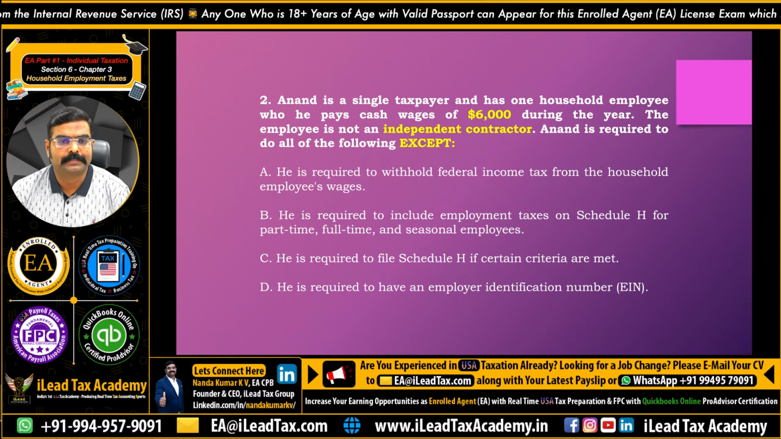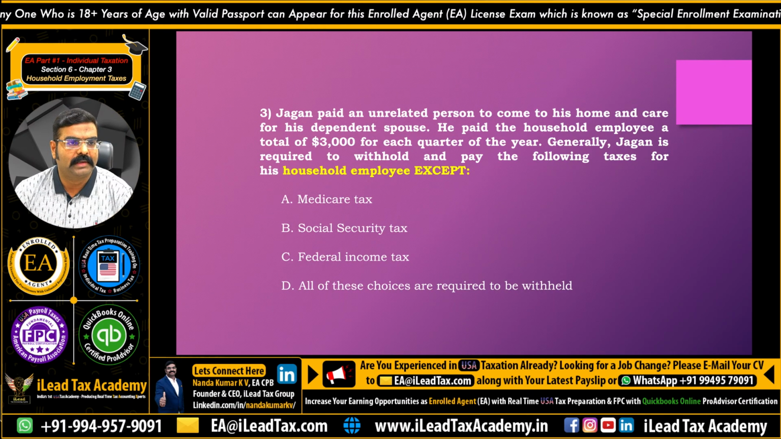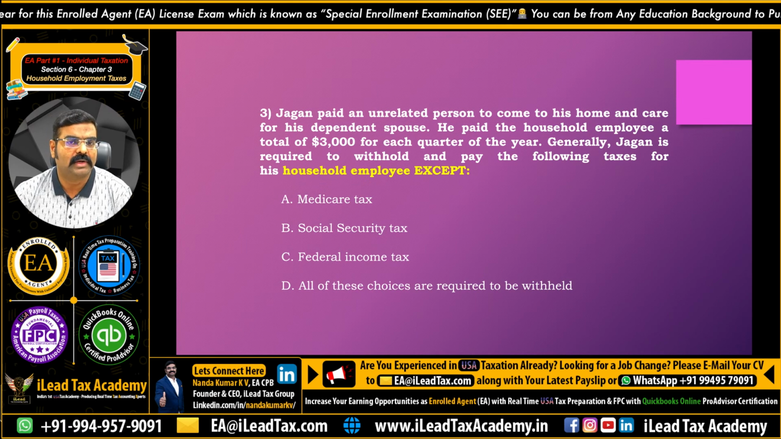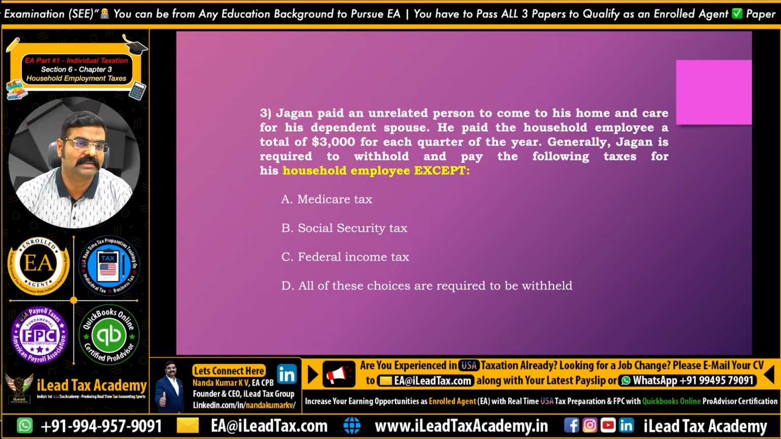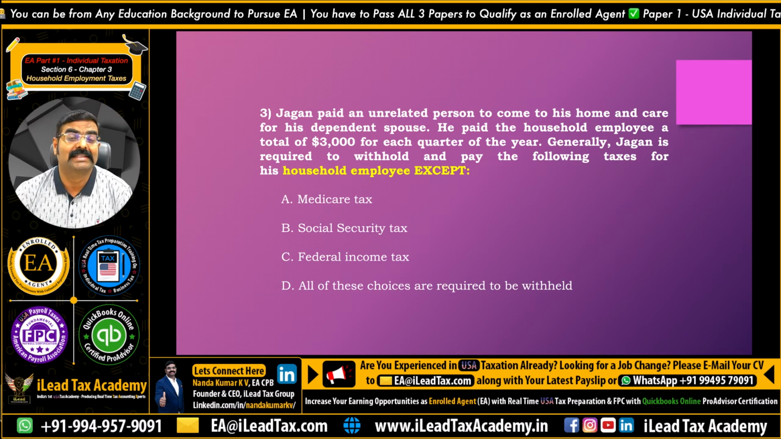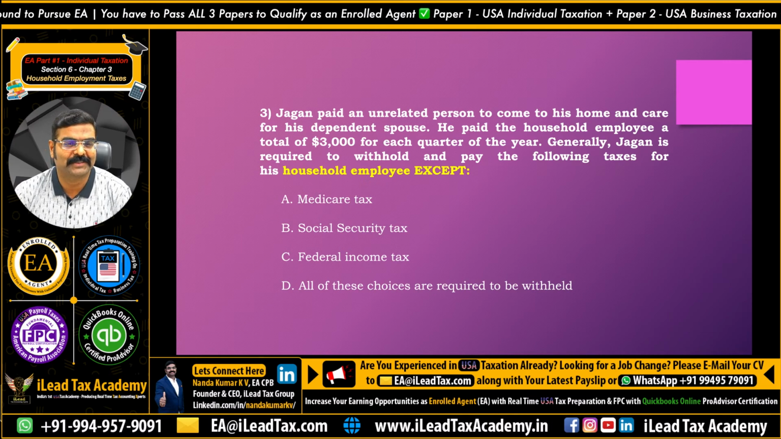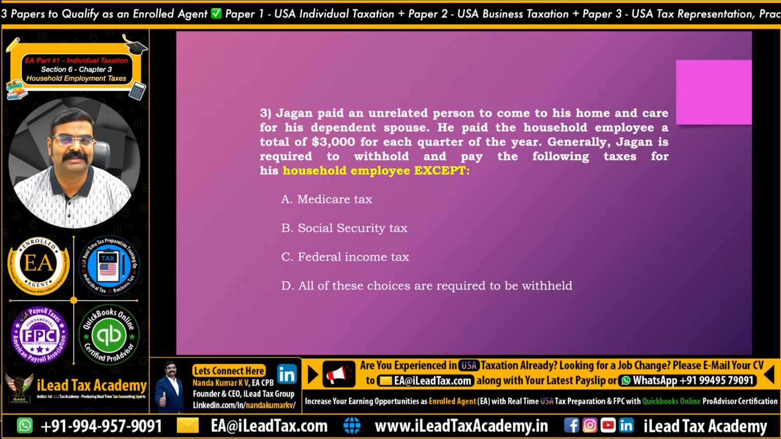Okay, cool. Next one. Third question. Jagan paid an unrelated person to come to his home and care for his dependent spouse. He paid the household employee a total of $3,000 for each quarter of the year. Generally, Jagan is required to withhold and pay the following taxes for his household employee, except what? Go ahead. If you have understood the first two questions right, then you must be able to write this one also.